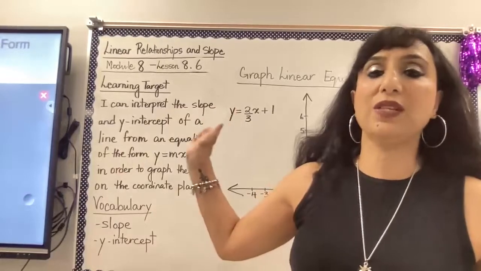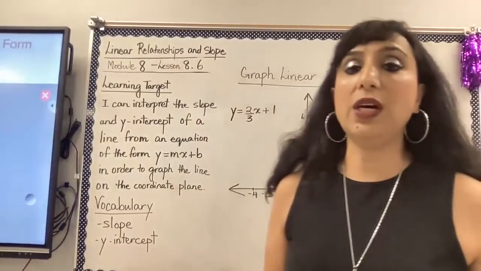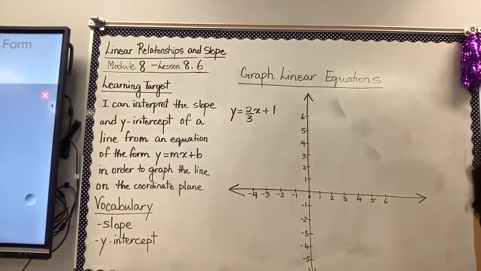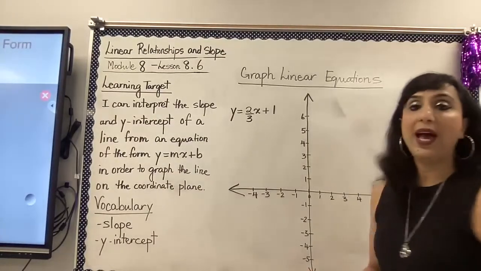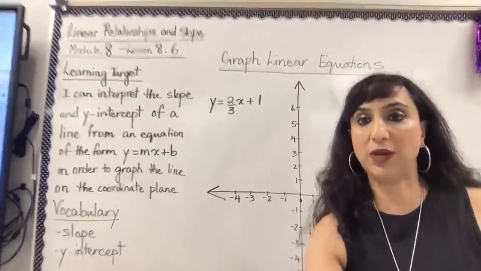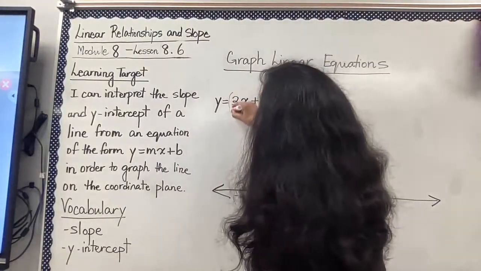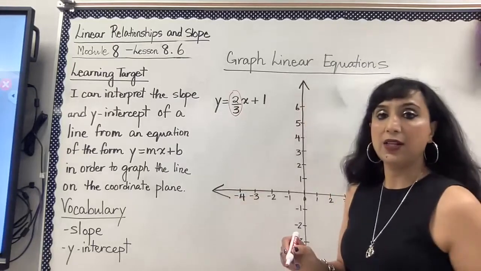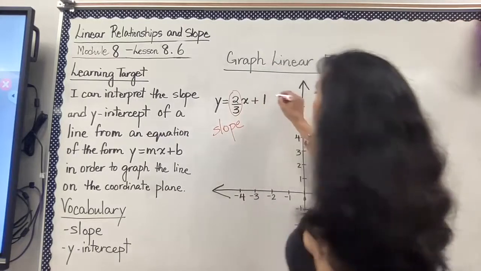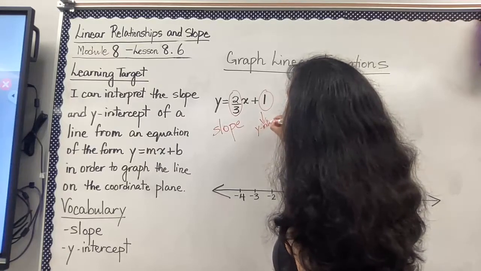So let's start with this first one that I have put up over there. It's saying y is equal to 2/3 x plus 1. So the steps that are involved in this, we are first going to find the slope and the y-intercept. Okay. So let me just bring this closer so you can see what I'm doing. All right, so if I look at this equation, we know that this over here, the 2/3, this is my slope. And then if I look at this, the plus 1, this is my y-intercept.